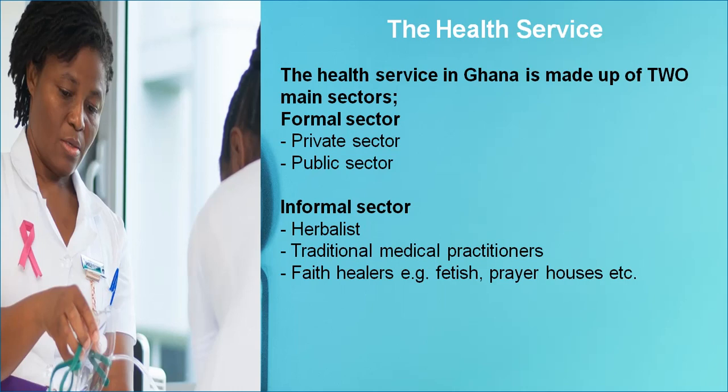The health service in Ghana can be classified into two main sectors. The first is the formal sector and the second is the informal sector. The formal sector is made up of private and public. When you talk about private, we have the private hospitals and all those things. Then when we talk about the public, we have the government hospitals, the polyclinics and all those things. They fall under the public hospitals.